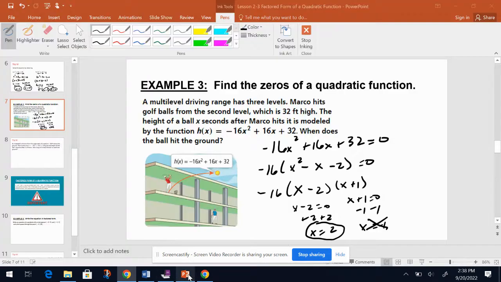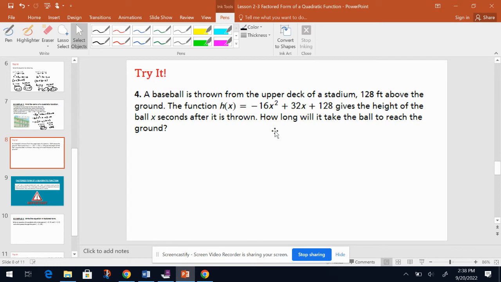So let's take a look at the next example. I'm not even going to factor this one. I'm just going to type it in. Negative 16x squared. It says, how long will it take the ball to reach the ground? So we're talking about a ball that's being thrown. We want to know how long it takes to hit the ground. So that's when it would equal 0.